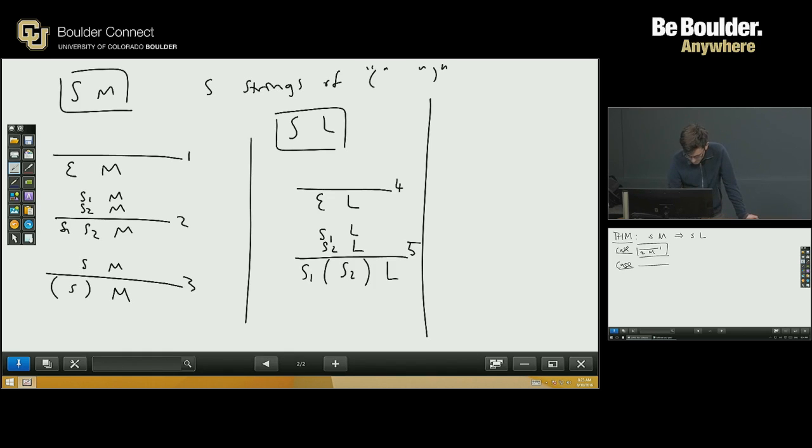I think the case we're in is this one, right? If S1 is an M, S2 is an M, then S1 S2 is an M. I think that's rule 2, yeah. This is rule 2.